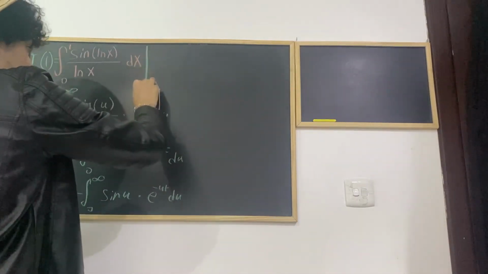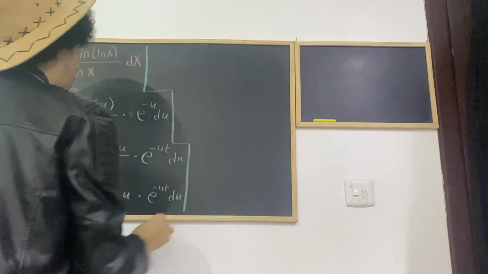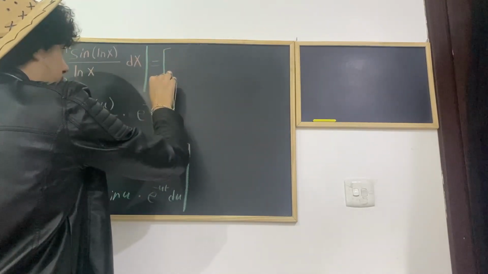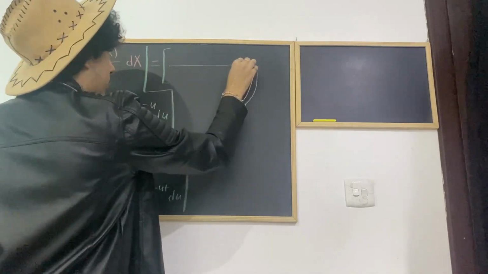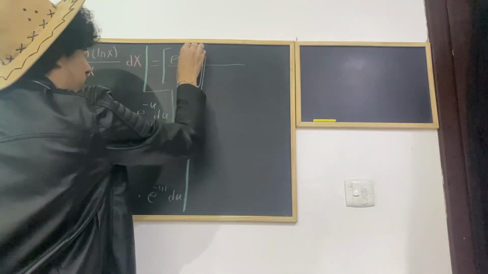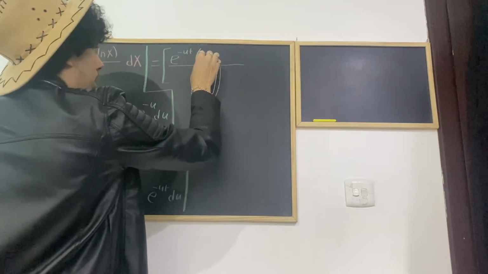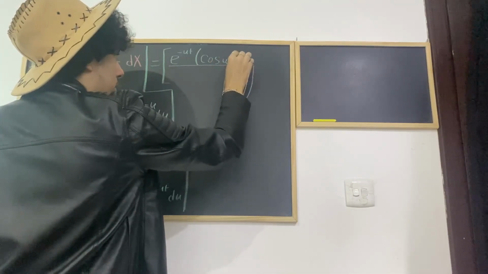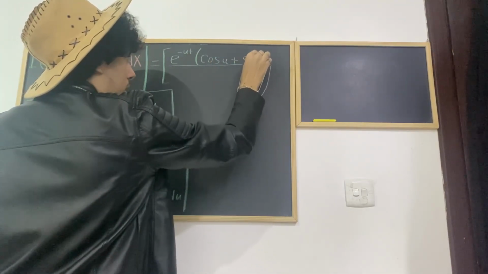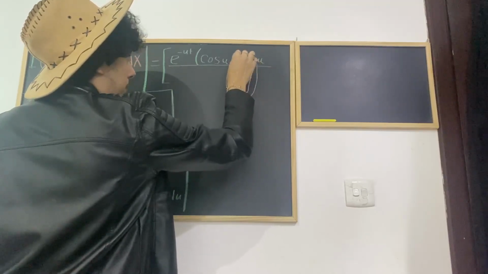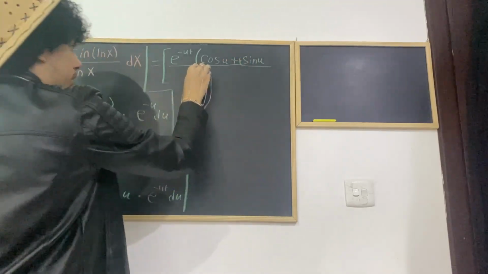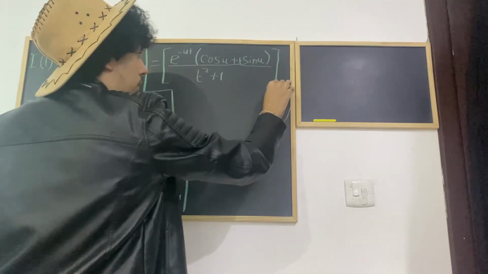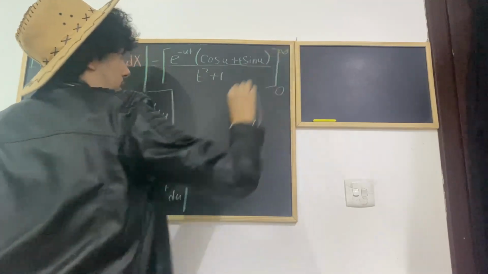Let's divide our board here. So, this is equal to, let me put square brackets here. It is equal to e to the power of negative ut multiplied by cosine u plus sine u multiplied by t, I forgot the t here, all over t squared plus 1, let me close this bracket and close the squared bracket, from 0 to infinity.